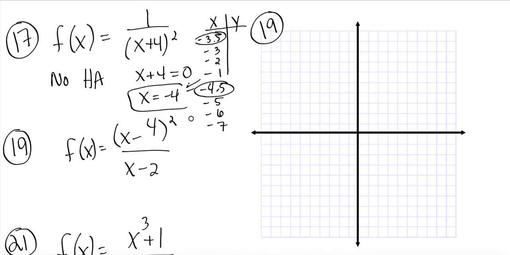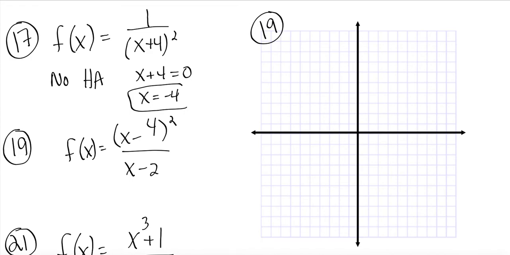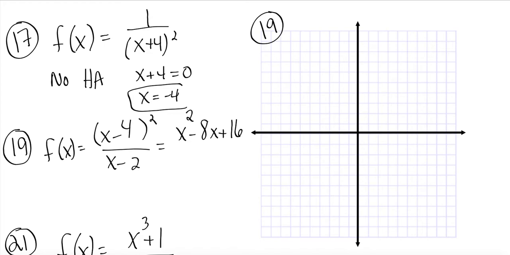Okay, so number 19, we're going to work through that one completely. So we need to use our new rules here. So you want to multiply this all out. So this will be x squared minus 8x plus 16. With these questions, we have a rule where the top degree is bigger than the bottom degree by 1. Okay, so if we're looking at this over here, your top degree is a 2, the bottom degree is a 1. So you're larger than the bottom by a degree of 1.